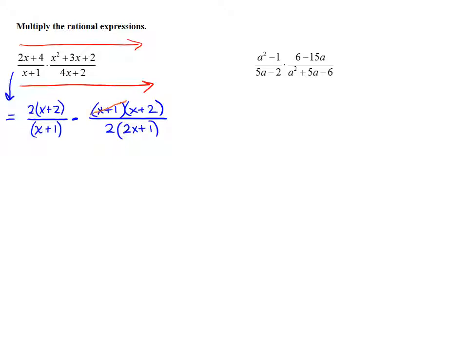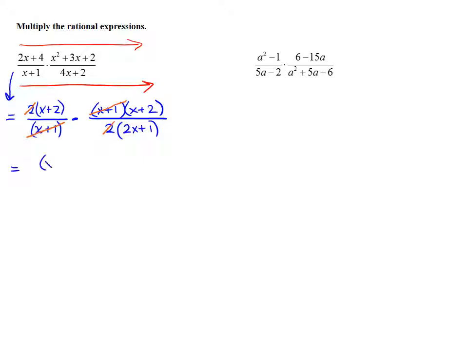So this x plus 1 in the numerator will cancel with this x plus 1 in the denominator. The other factor that's common is the 2 here. There's a 2 in this numerator and a 2 in this denominator. When we look at everything else, there's nothing in the numerator that is exactly the same as what's in the denominator, so there's nothing else that will cancel. So at this point, we multiply straight across.